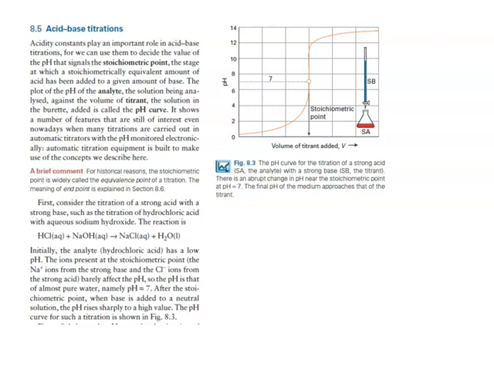The ions present at the stoichiometric point, the sodium ion from the strong base and the chloride ions from the strong acid, barely affect pH whatsoever. So the pH is that of almost pure water, meaning pH equals 7. After the stoichiometric point, when base is added to a neutral solution, the pH rises sharply to a high value. The pH curve for such a titration is shown in figure 8.3.